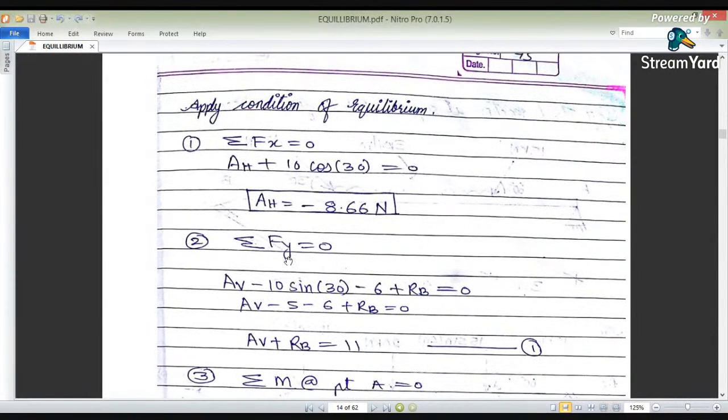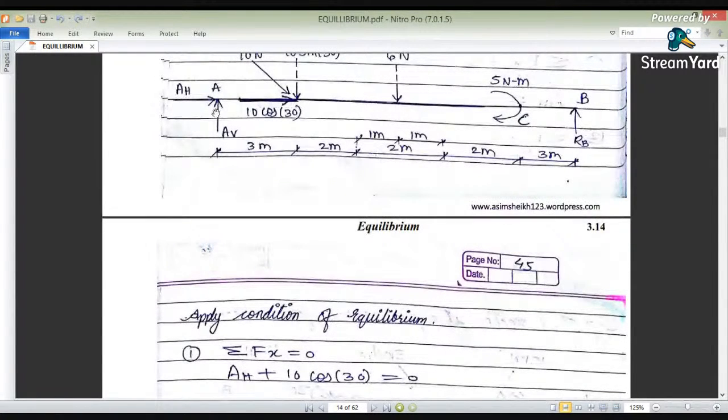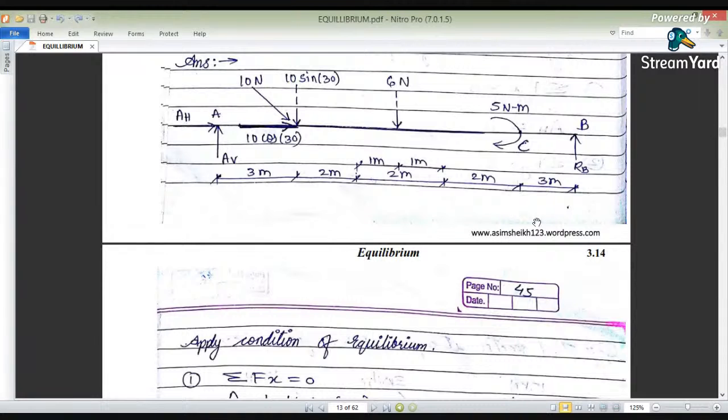In the same way, for Fy we take the summation of all Fy equal to 0. Before that we will take the moment at point A. Why? Because the number of forces here is more as compared to B. B is in roller condition, whereas A is in hinge condition. Therefore we are taking moment about A.